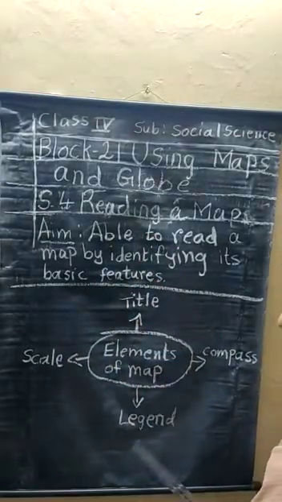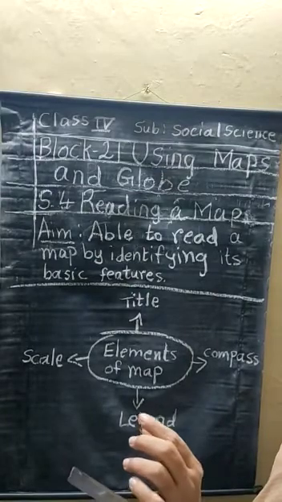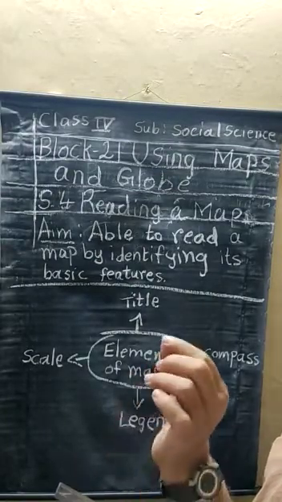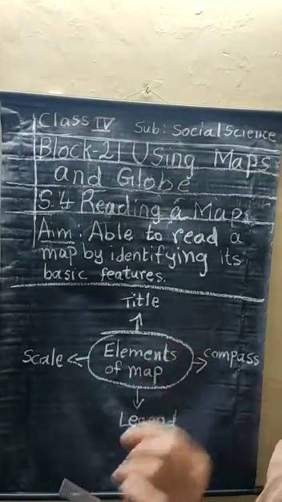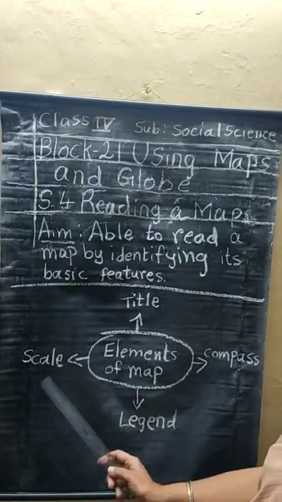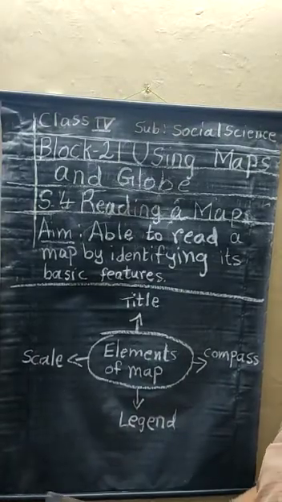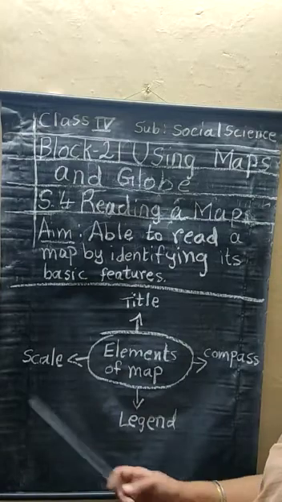Then legend is how to identify with the colors. Okay, which place where. And then scale. Scale is how many kilometers we are traveling.